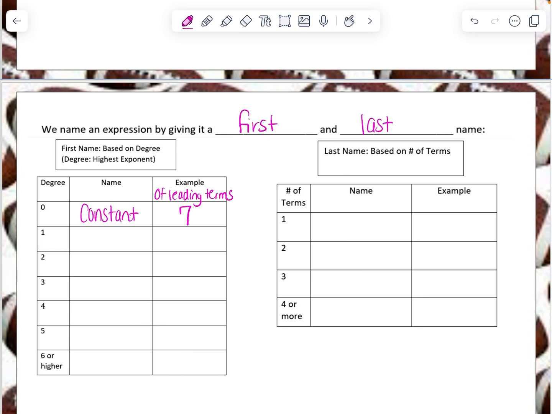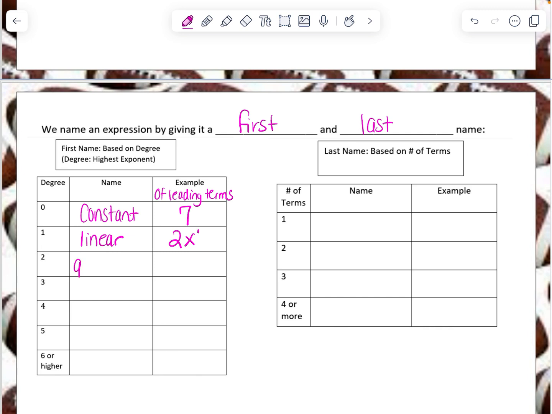If you have a linear or 1 degree polynomial, it's called linear. And these, you worked a lot with these in your early math days. We don't see them as much anymore. Something like 2x. That has a degree of 1 for the exponent. It's called linear.